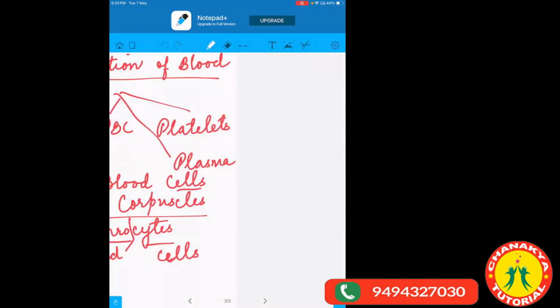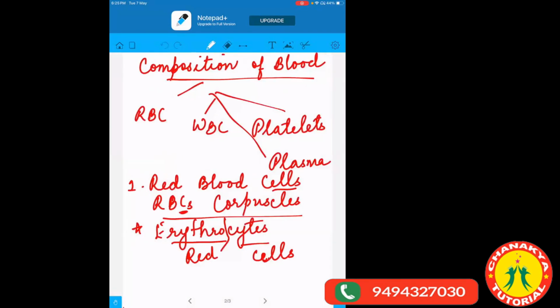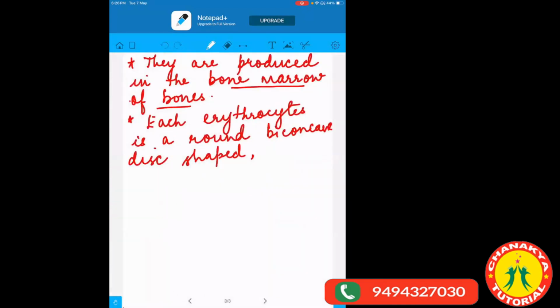Yeah. So we have just started with the composition of blood. Four compositions are there: RBC, WBC, plasma, platelets. Then the first topic we have started with is the RBC, red blood corpuscles. The other name of the red blood corpuscles is the erythrocyte. Erythro means red color, and the cytes are the cells. So red color cells are called the erythrocytes. Then we have discussed the next point, where the RBCs are produced. They are produced in the bone marrow of bone.